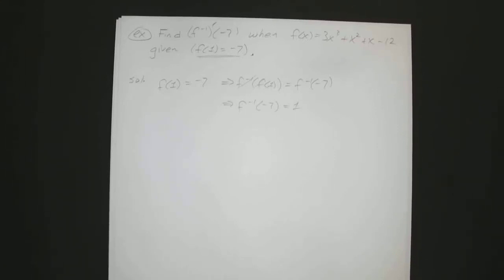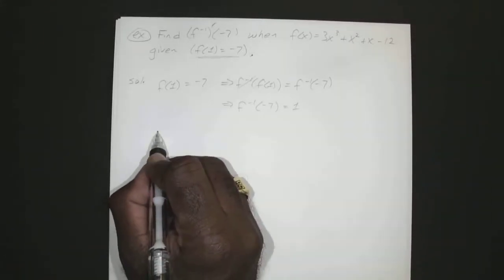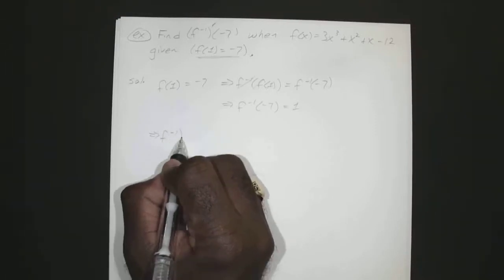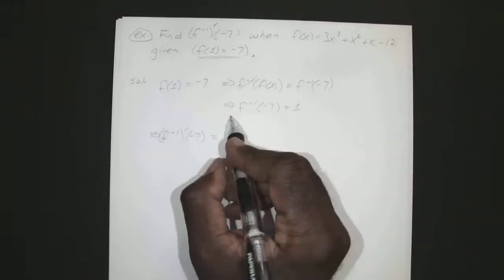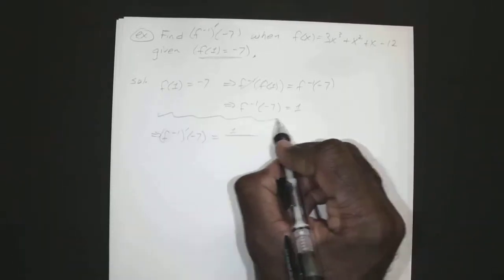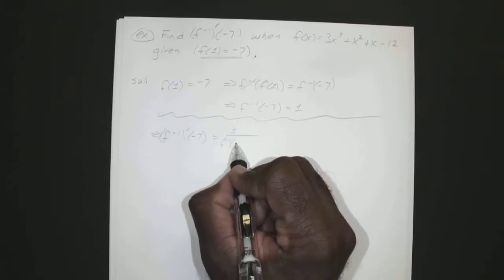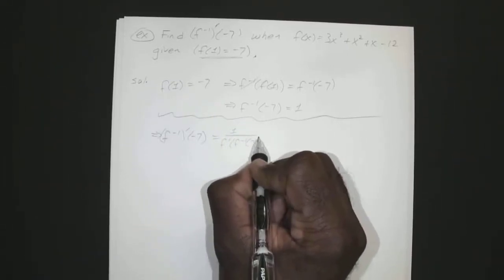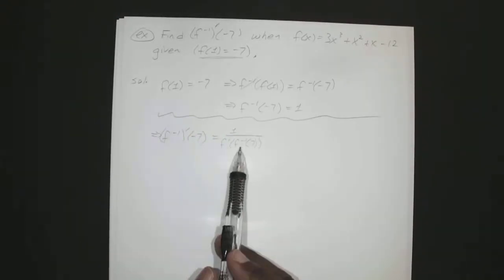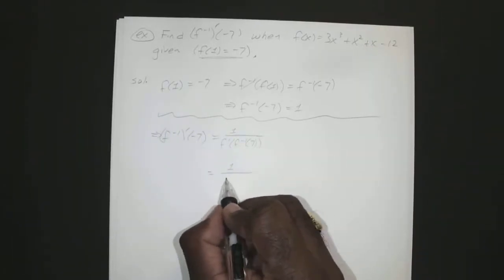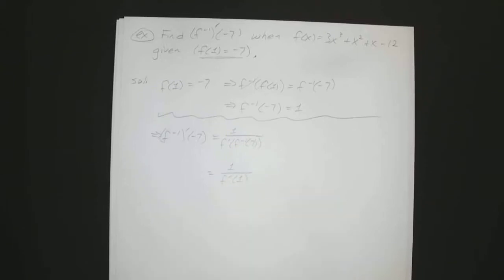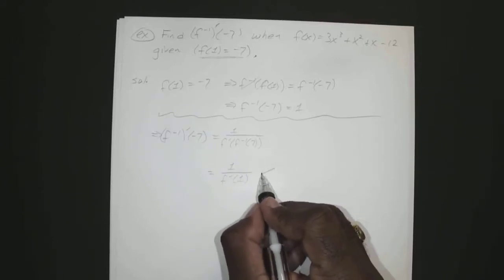Okay. Now, it doesn't give us f inverse prime, just gives us f inverse. But we do know that f inverse prime of negative 7, just using the formula, is going to equal 1 over f prime of f inverse of negative 7. We already know f inverse of negative 7 is 1. So that means it's going to equal 1 over f prime of 1. So really now all we have to do is just find f prime of 1.